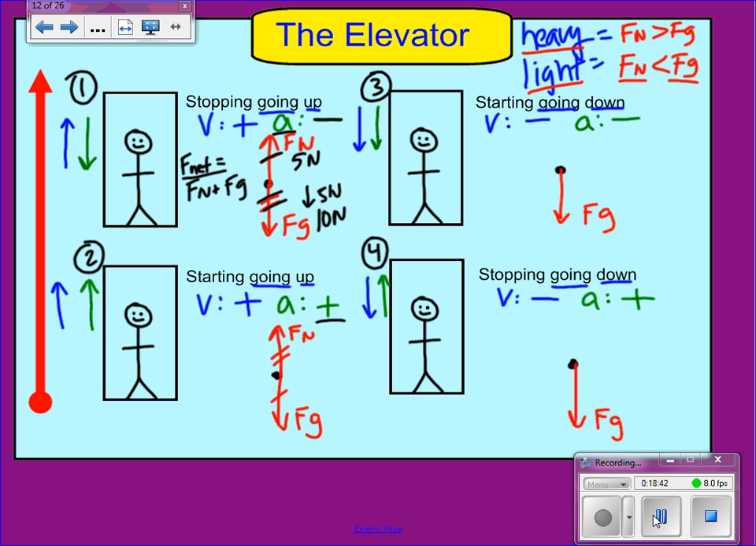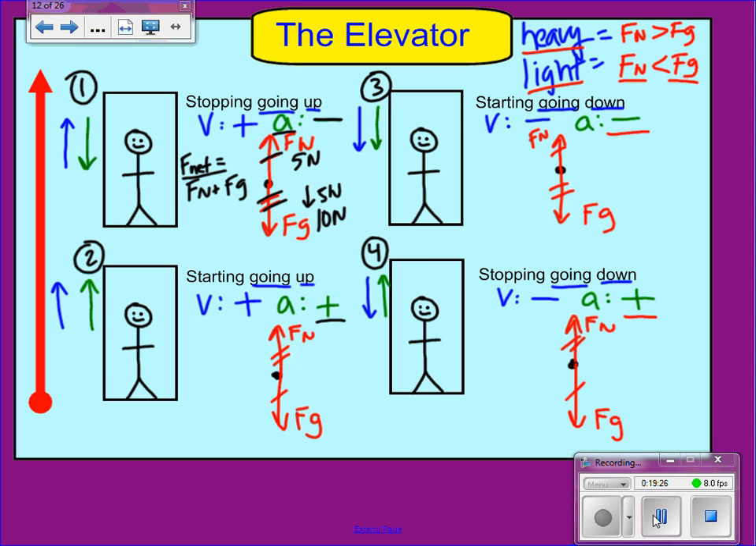Let's look at the last two. Situation number 3. Your acceleration is negative, which means it's down. And if your acceleration is down, your force net has to be down. So we have force normal again, but acceleration is down, and so our gravity has to be greater than our normal. And then finally, in the last one, stopping going down, our acceleration is positive, meaning that's up. So since acceleration is up, your force net has to be up. So when we draw force normal from the ground, pushing up on the person, we know force normal has to be greater than gravity. And when force normal is greater than gravity, you feel heavy.